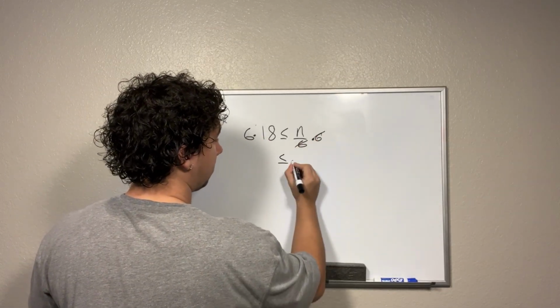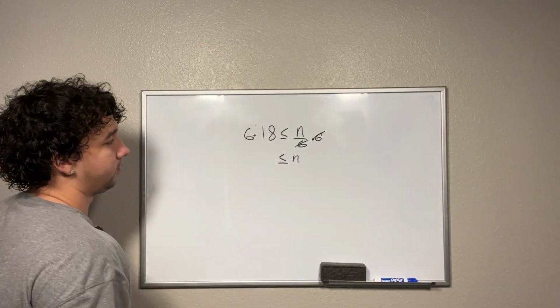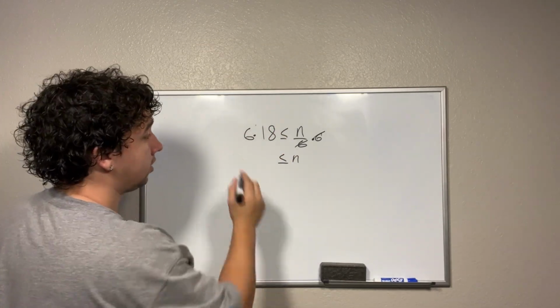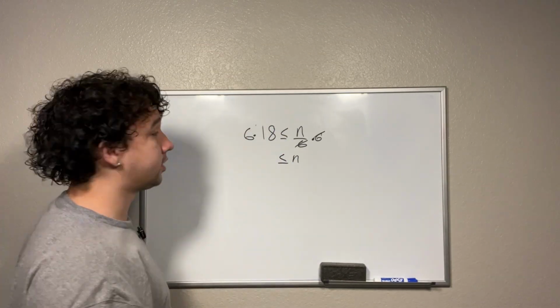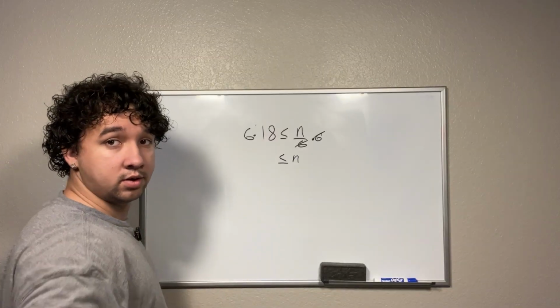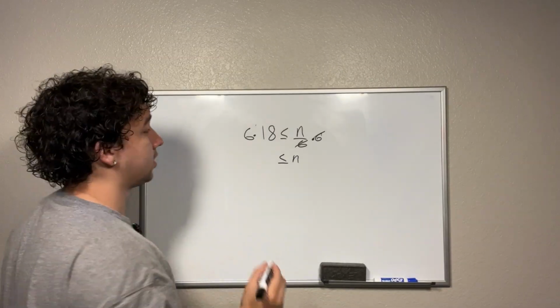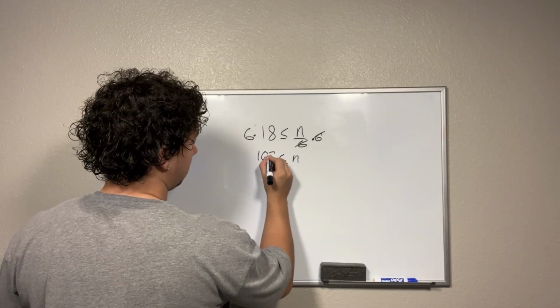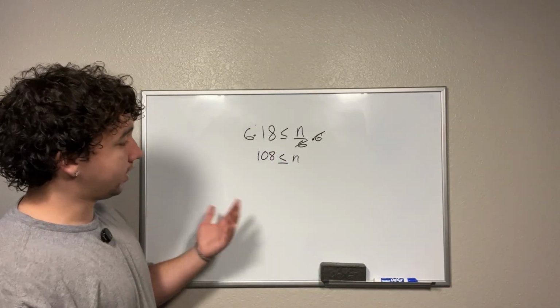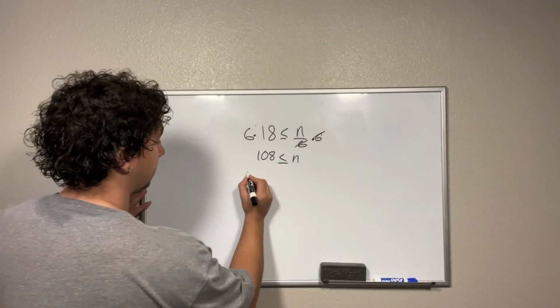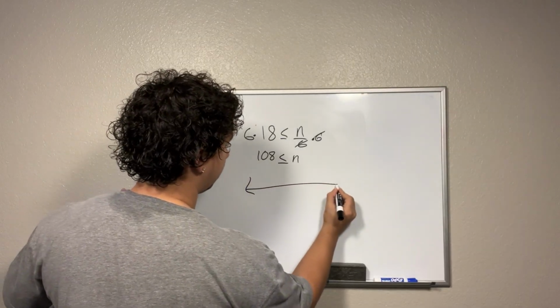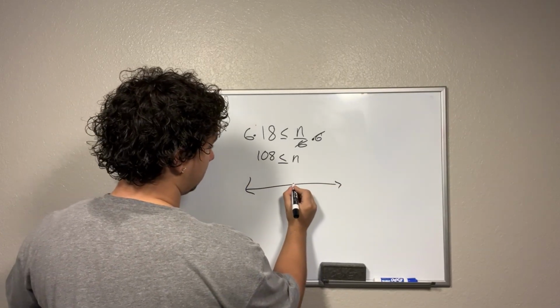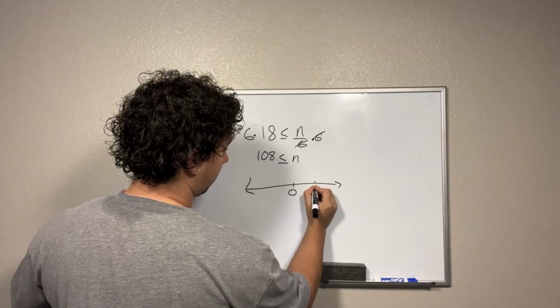These are going to cancel out, leaving you with n. Well, what is 18 times 6? I don't know. I do know 20 times 6, though, is 120, and 2 times 6 is 12. So 120 minus 12 is 108. So I'm going to get 108. And now we have to graph this. So if I want to graph this, I'm going to draw my number line. Okay, I'm going to put 0 somewhere. Let's just put 108 right here.